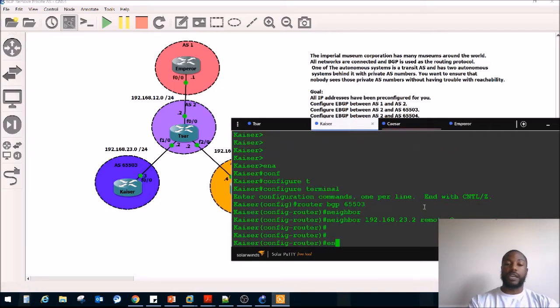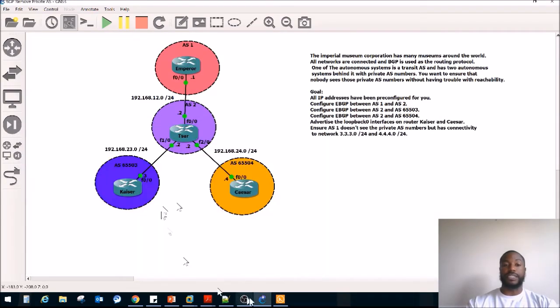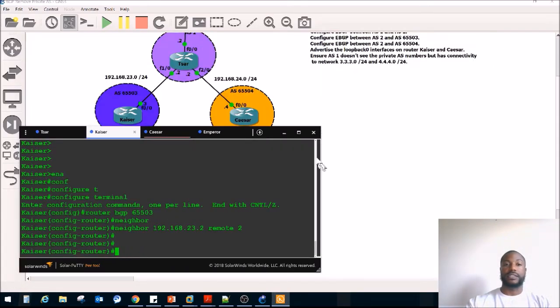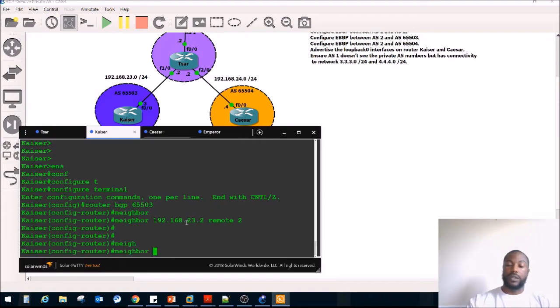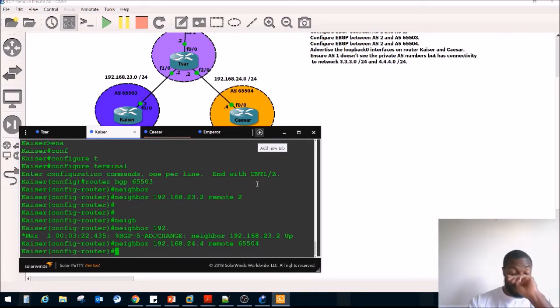Hopefully the other neighbor comes up. Neighbor. Let me move that guy out of the way. I hope y'all was able to see that. The other neighbor is this guy right here, 192.168.24.4. There's the other neighbor coming up. The remote AS is right here, 65504, which again is a private AS number.